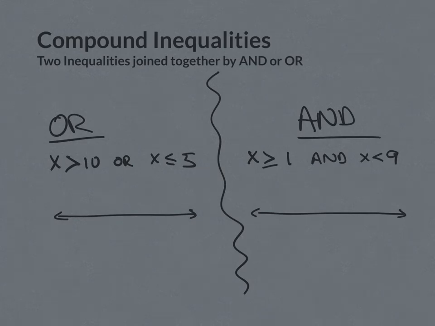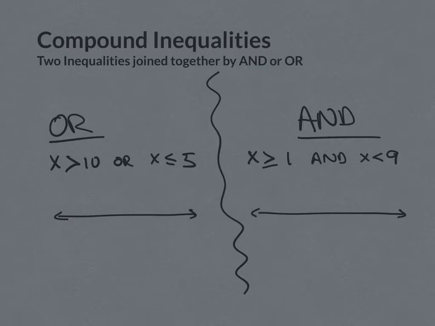Hi you guys. So in this video we're going to begin our introduction into compound inequalities. Compound inequalities are when we take two inequalities and we join them together. And there's two ways we do that. We could do it with the word "and" or we could do it with the word "or". Let's take a look at these two very simple examples right here.